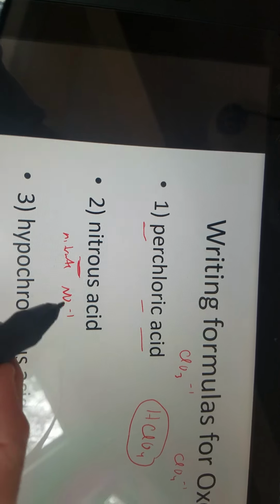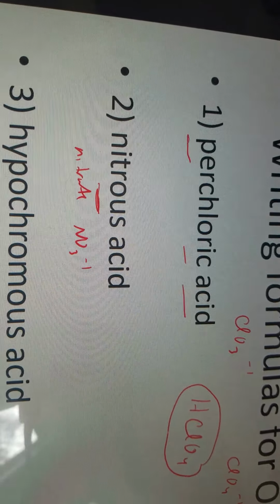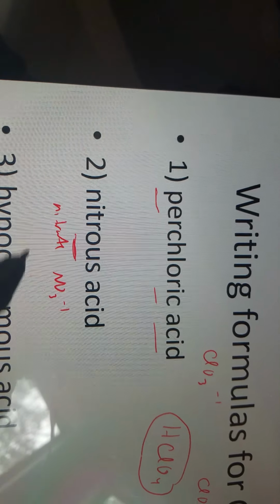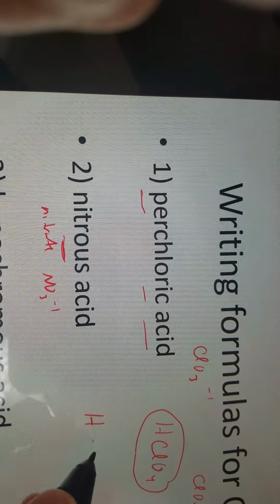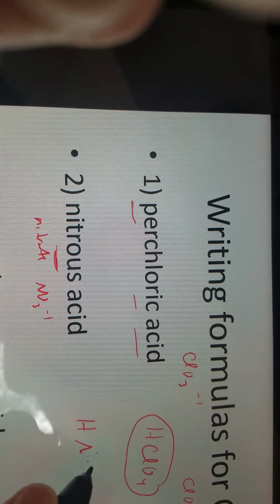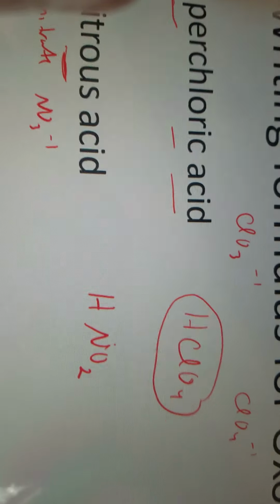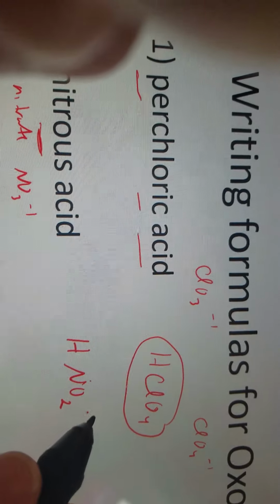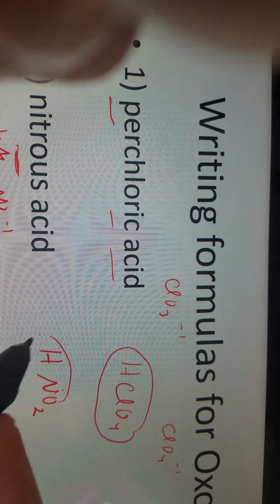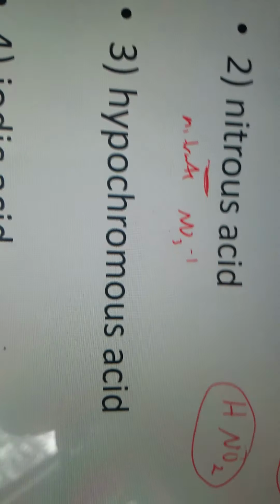If I have an OUS acid, that's telling me that I have one less oxygen than I would normally have in the ATE polyatomic ion. So I put my hydrogen with my NO2 this time because I need to remove one oxygen. And then again, look at the charges. So the nitrite ion here would have a -1 charge, and hydrogen +1, so I don't need additional subscripts here either.